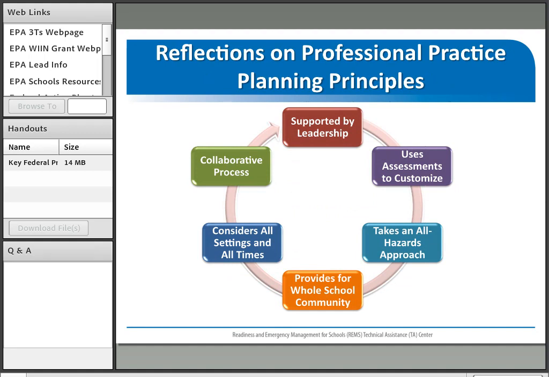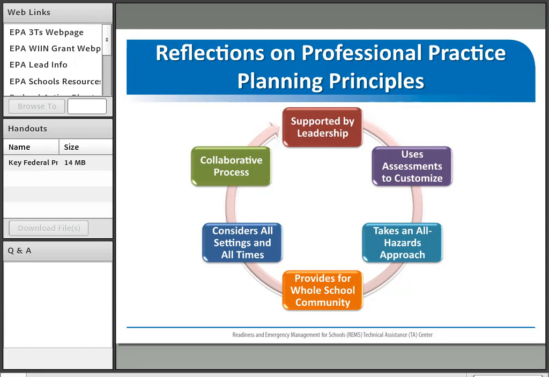So the principles that you can see here on the slide are key to developing a comprehensive school EOP that addresses a range of threats and hazards. If we consider in detail the importance of including a range of threats and hazards, we can identify some examples in our own schools.